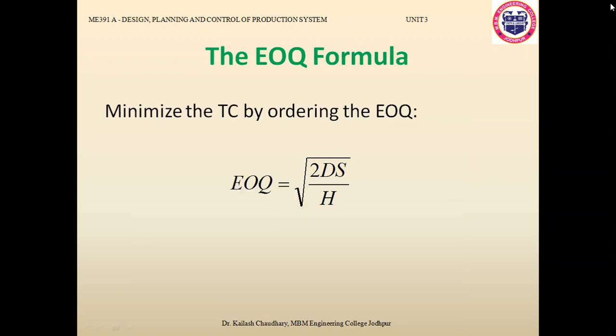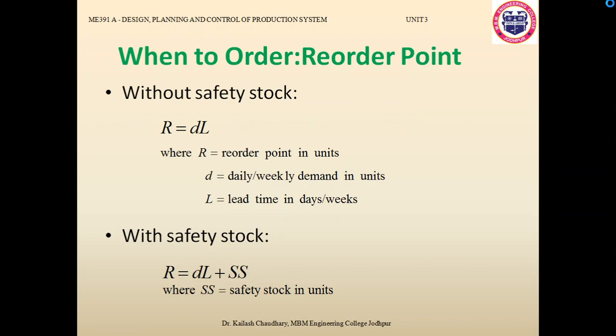The quantity for which you will get the minimum cost is EOQ, that is the square root of 2DS by H. Again it depends on the annual demand D, S as setup cost, and H holding cost.